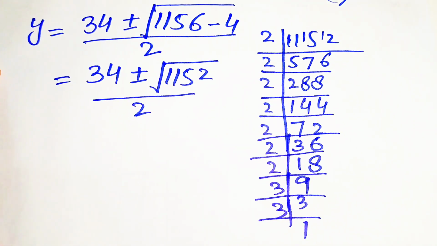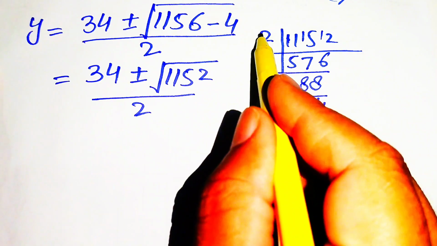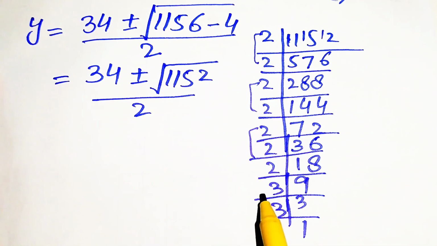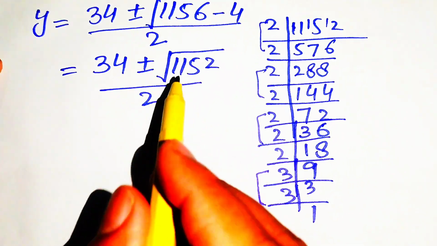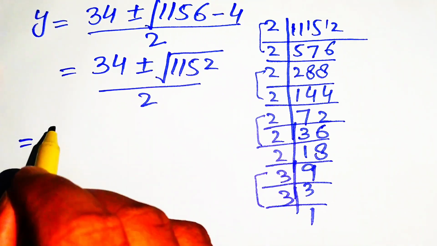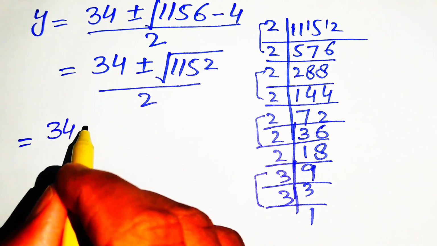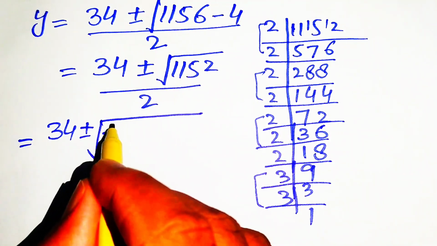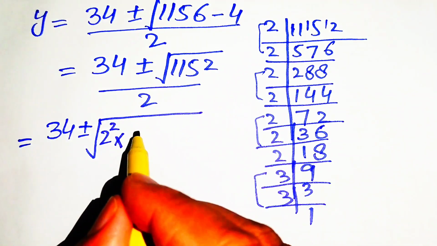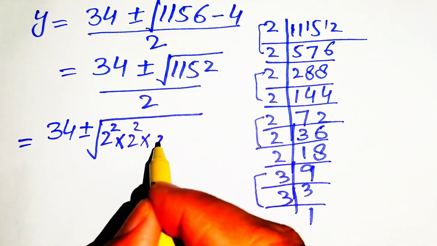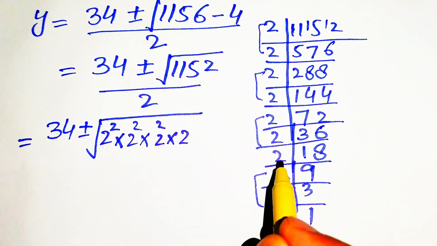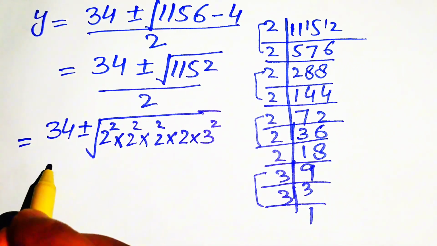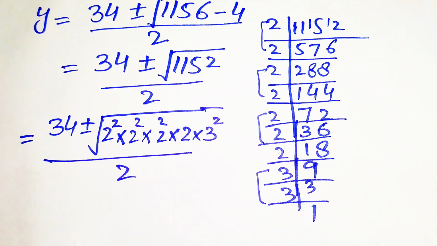So these are the factors of this number. So we have 3 pairs of 2 and 1 pair of 3. So we write all these pairs here. It will be written as 34 plus minus square root of, this is 2 square times 2 square times 2 square times this single 2 and multiplied by 3 square, and this whole divided by 2.